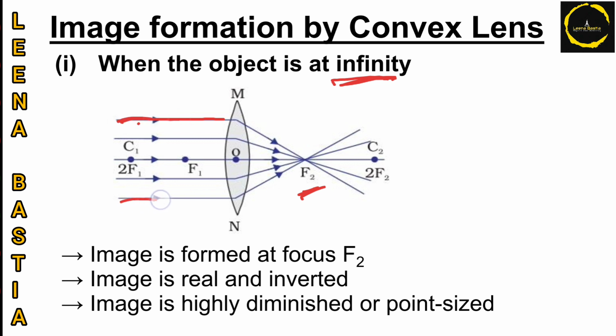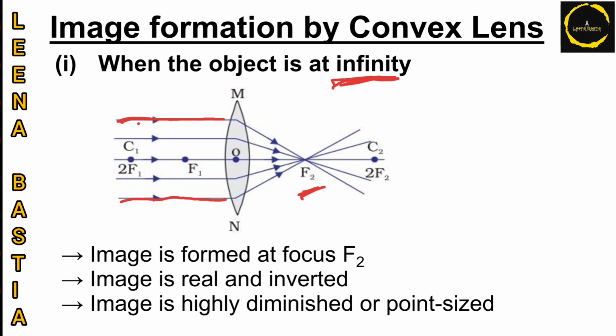So it follows only one rule out of the three rules, because the condition is that whenever there is an object at infinity, all the rays must be parallel to the principal axis, or just parallel to each other. So we have only the parallel to the principal axis case in our NCERT book. So I'm just going to follow this one only.